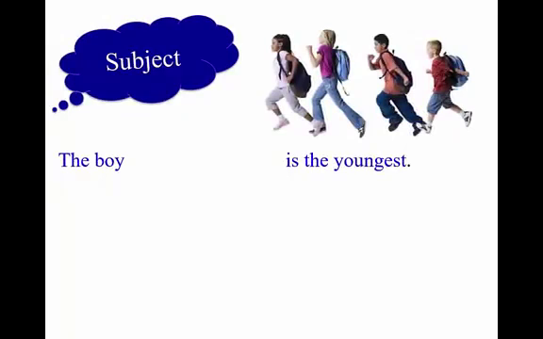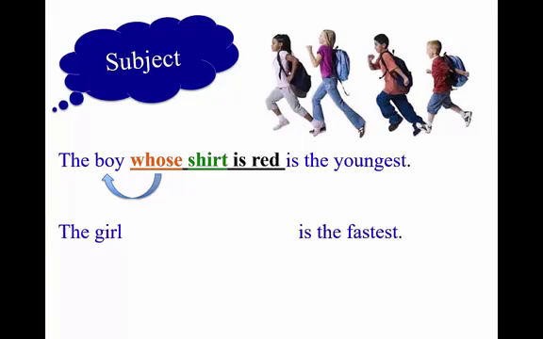But what about the subject? Take a look at this clause. The boy is the youngest. This is going to be our main clause. And notice that the boy is the subject of the clause. We could say, the boy whose shirt is red is the youngest. And whose represents the boy, the subject of the main clause. Here's another example. The girl is the fastest. The girl whose hair is black is the fastest. Whose represents girl, the subject of the main clause. Great.